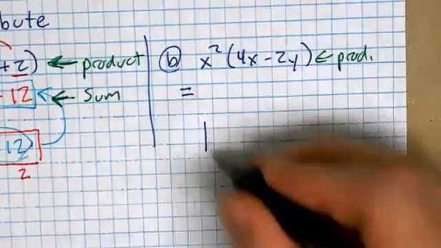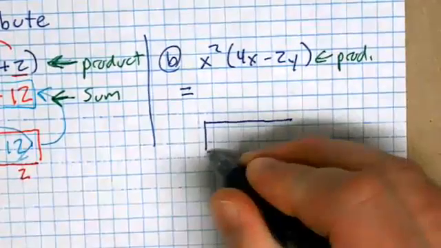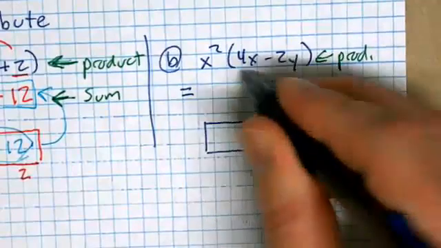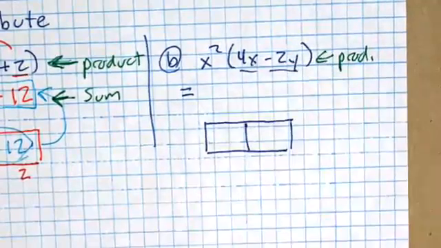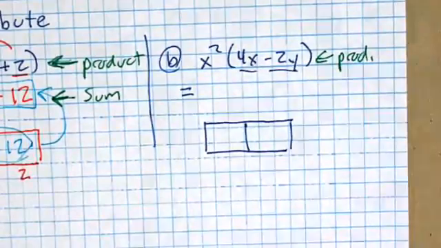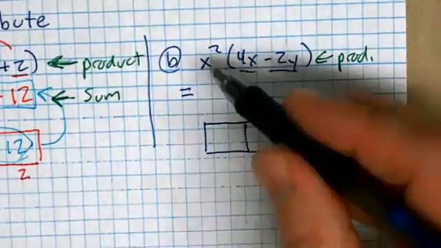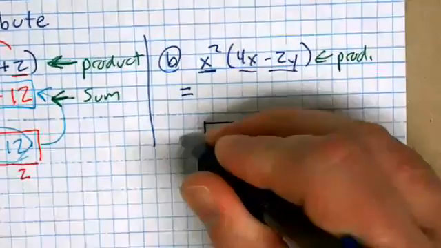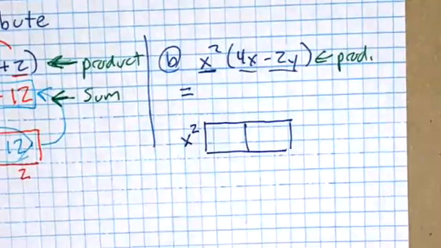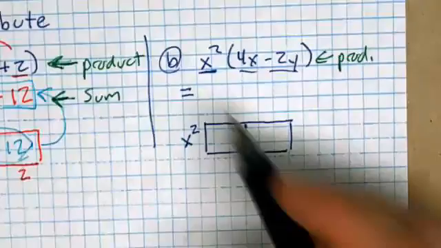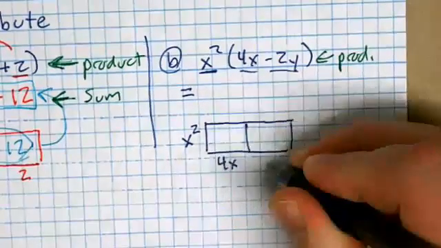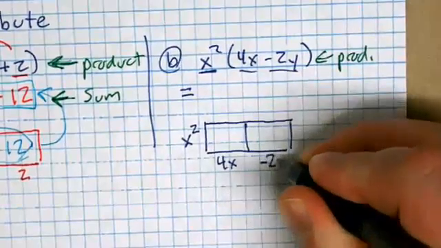Now, there's one thing here, so our box is only going to be 1 square high. There's 2 things in here, so our box needs to be 2 squares wide. Can you guys draw that box for me? Take the one thing and put it off to the left. So that's x squared. And take the 2 things and put them down below, 4x, and split them up. This is negative 2y.